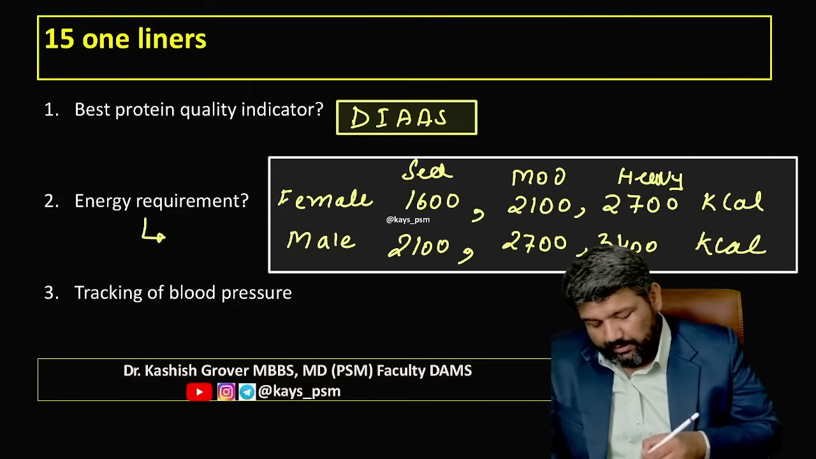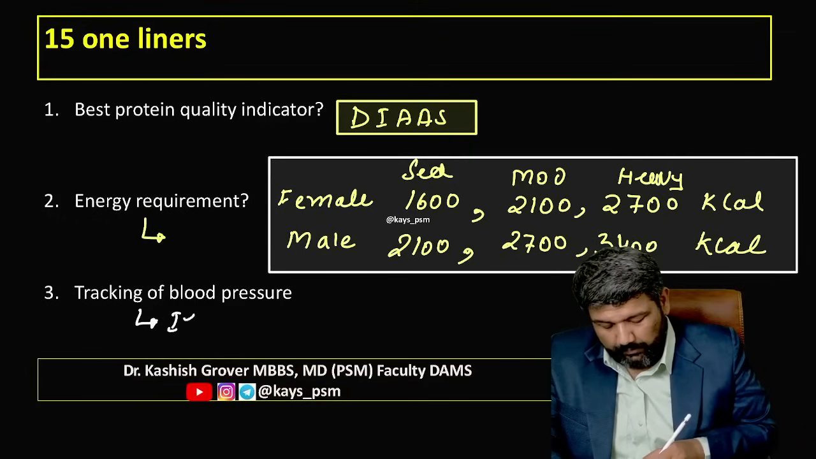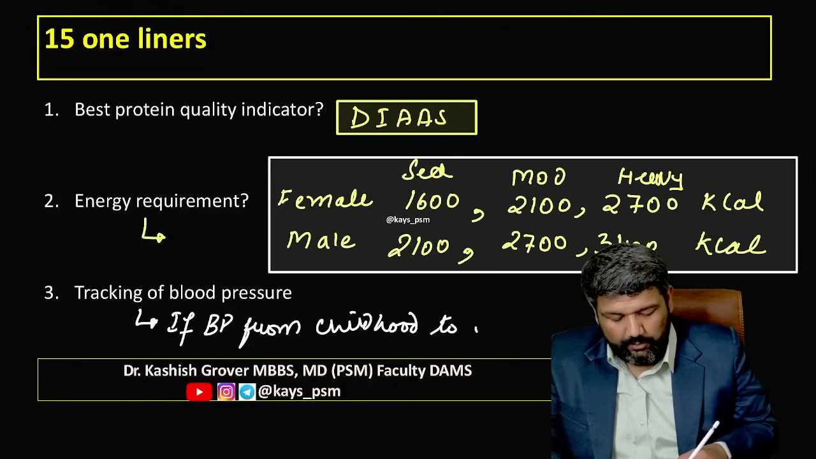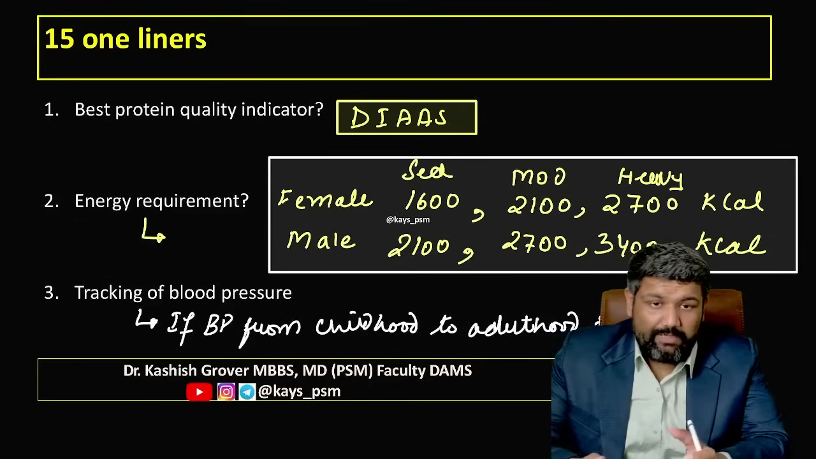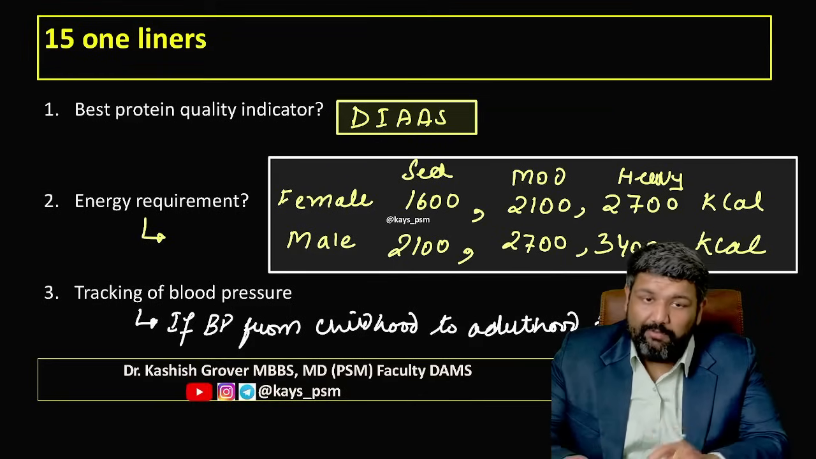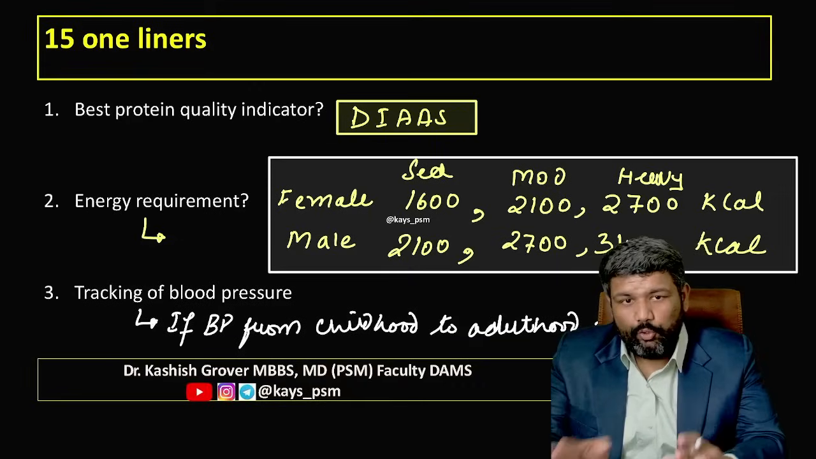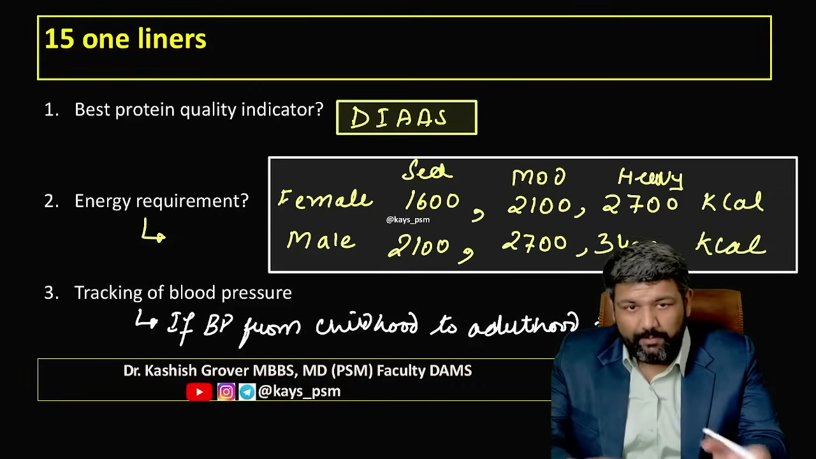Tracking of blood pressure is, if we track blood pressure from childhood to adulthood, then if anyone is having low blood pressure in childhood, that person, when he grows up into an adult, will be having low blood pressure in adulthood. This concept is known as tracking of blood pressure.